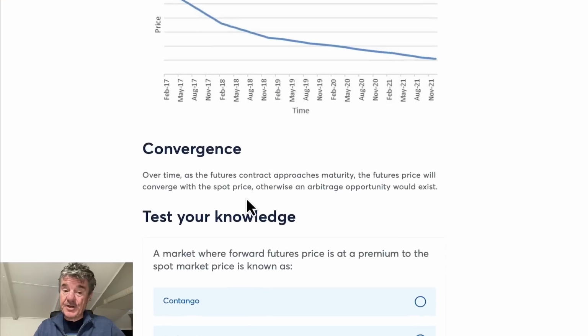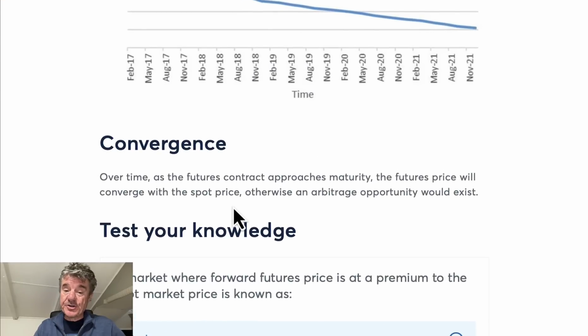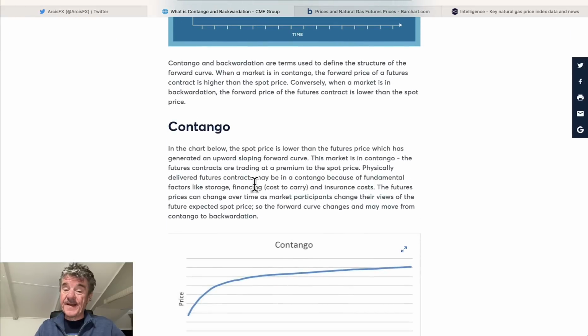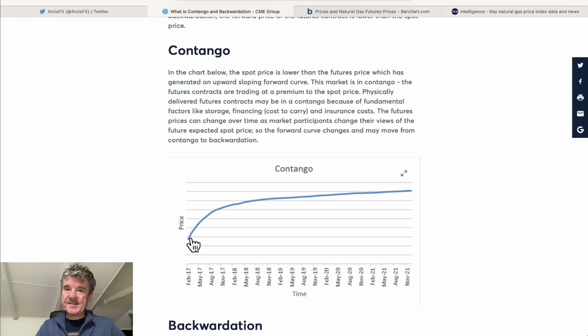And then finally, convergence. Over time, as the futures contract approaches maturity, the futures price will converge with the spot price, otherwise an arbitrage opportunity would exist. Having said all of that, natural gas prices are currently in contango, and very often they are. What that means is the current futures price, the immediate futures price, or the spot price is lower than the futures prices going forward. Now, these forward futures contracts may change as we get closer and closer to them, as rollover or maturation approaches, and as traders begin to bid them up or sell them down, depending on projections for the future.